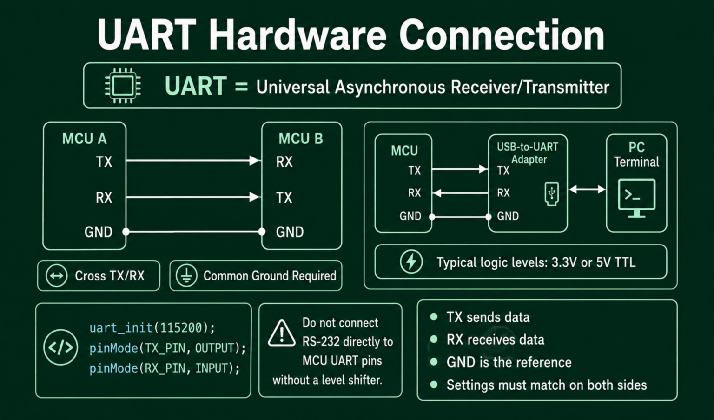UART logic levels are commonly 3.3 volts or 5 volts. Before connecting two devices, verify that their voltage levels are compatible. A 5-volt UART output may damage a microcontroller input that supports only 3.3 volts. A USB to UART adapter can connect a microcontroller to a computer terminal. However, traditional RS-232 voltage levels must never be connected directly to MCU pins. RS-232 requires a level shifting device such as the MAX-232.